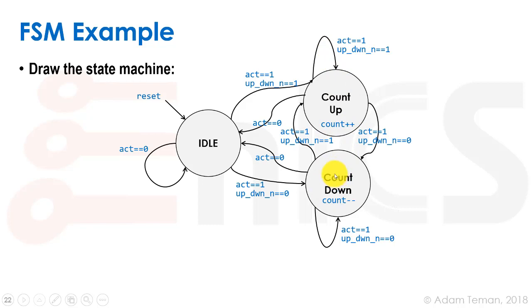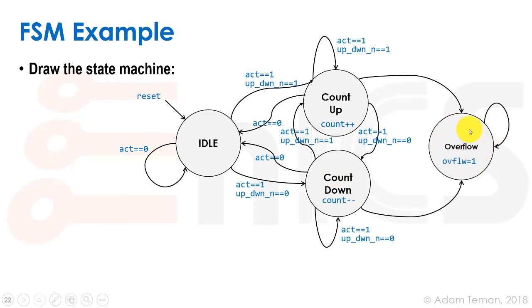Now, one last thing, there's an overflow condition, and if we reach the overflow condition, we'll go to a state called overflow and we'll get stuck there forevermore. Plus, our output called overflow will go high. So this is our state machine of our counter, and now we'll see how we encode this into Verilog very straightforwardly.